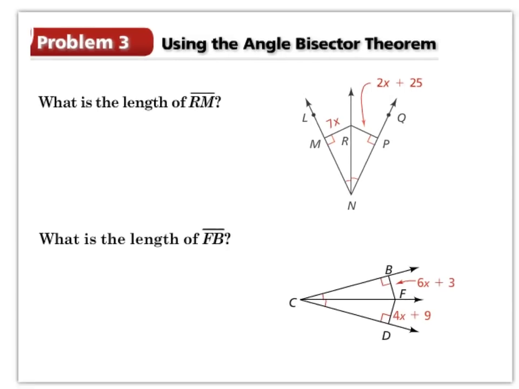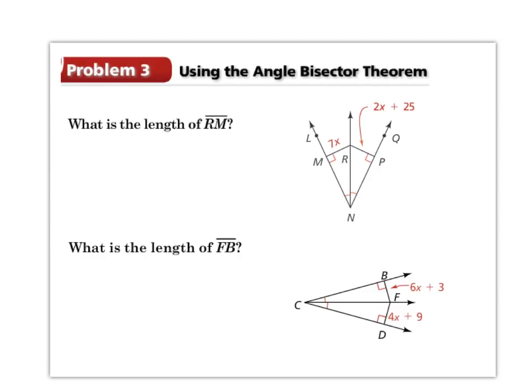All right, and lastly, we are going to use this angle bisector theorem again to solve some problems. It wants to know what is the length of RM. Well, that is this length right here. RM and RP are perpendicular to the sides of the angle, and we see that RN is the bisector of angle MNP. We have these little partial circles down here, so that means it is cutting that angle exactly in half. That means that RM, or 7x, is equal to RP, or 2x plus 25.